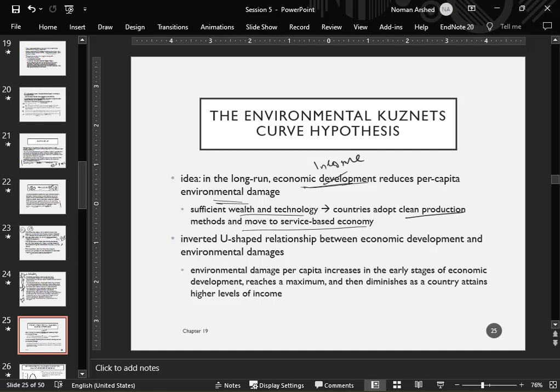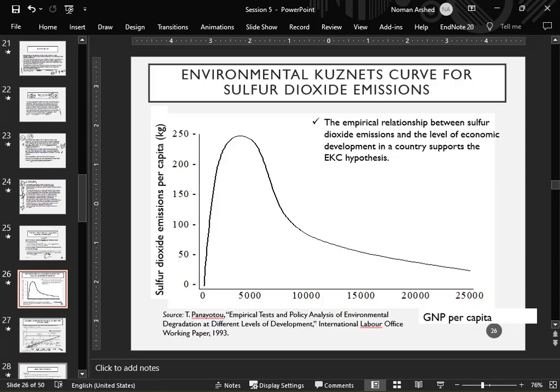Inverted U-shaped relationship between economic development and environmental damage is what it is: environmental damage per capita increases in the early stages of economic development and reaches a maximum, like it will reach a maximum point here, and then diminishes as the country attains higher income levels. So after that, it will start to diminish. It will reduce. Okay, so it is shown here.